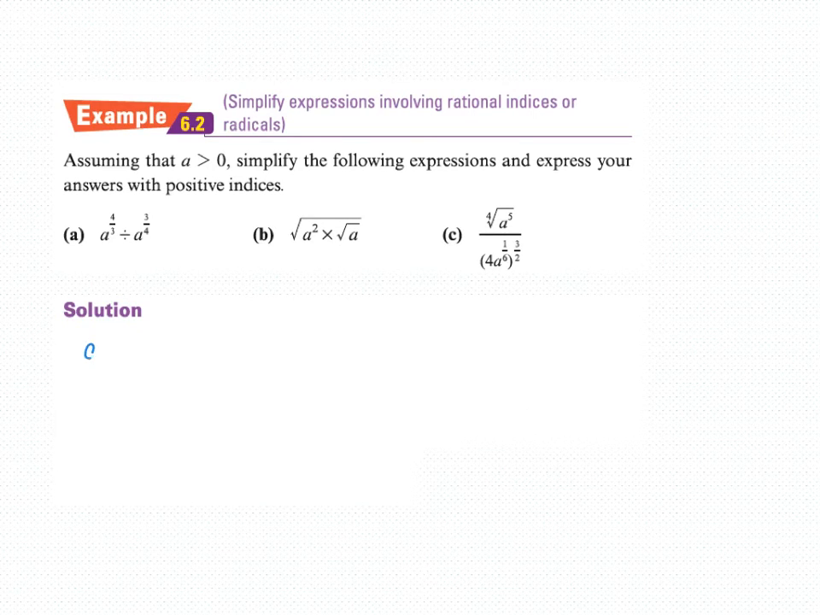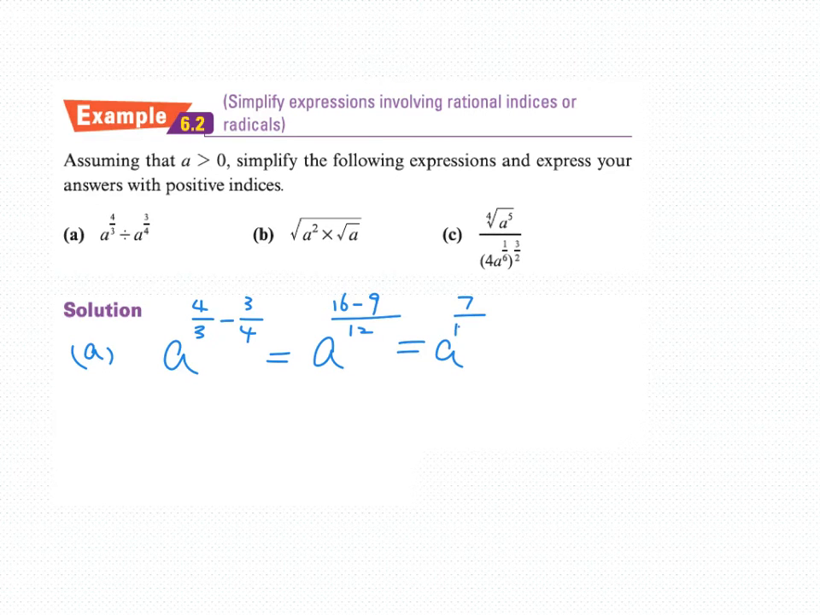For part A, it is a division, so the index you can minus, and then make the denominator the same as 12. It is 16 minus 9, so the answer is a to the power 7 over 12. B.